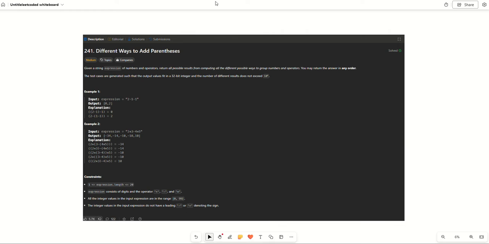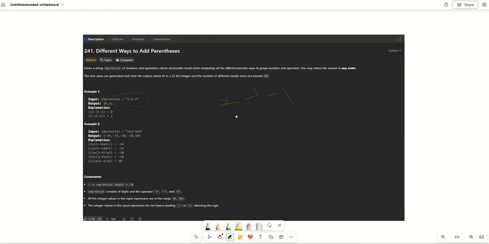So let's understand with an example. Here we can see this example: 2 minus 1 minus 1, and we have to find all possible solutions which can come from this expression.